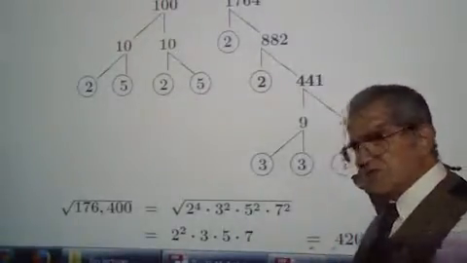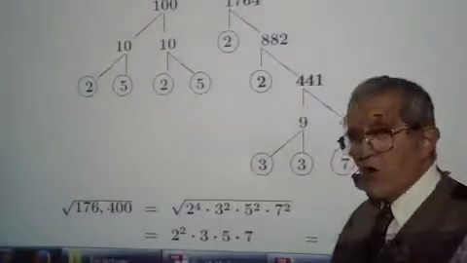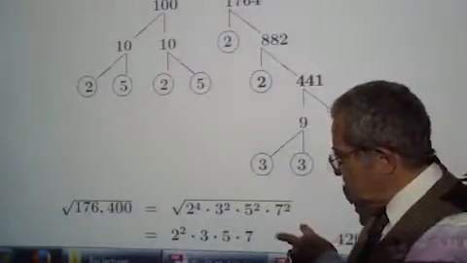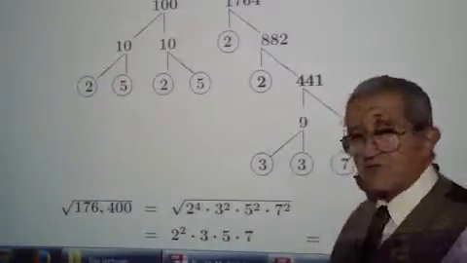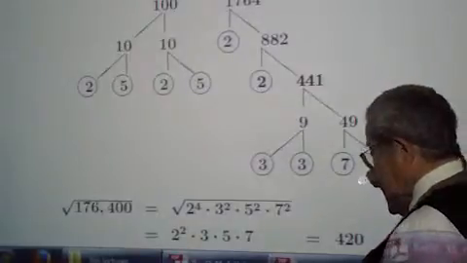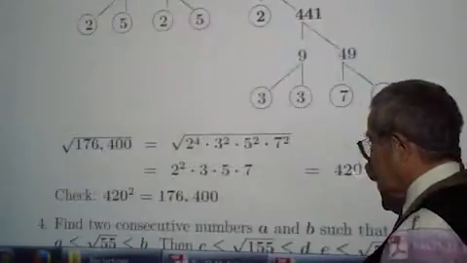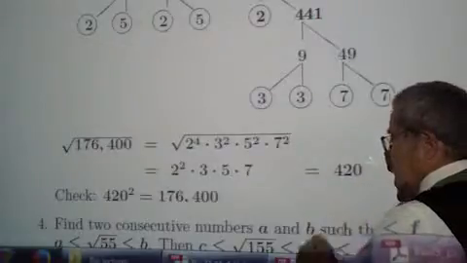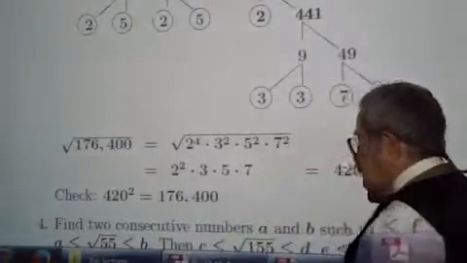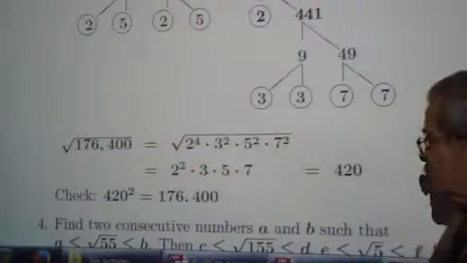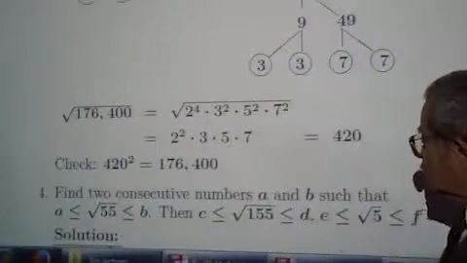Would I give you something like this on a test? Oh, yes, I would. I want you to be sure that you remember prime factorization and how to do this right here, not just guess small numbers. So that is supposed to be 420, and I check: 420 squared is indeed 176,400.